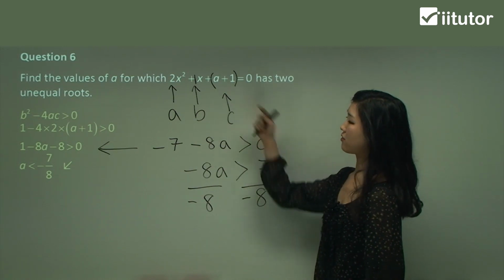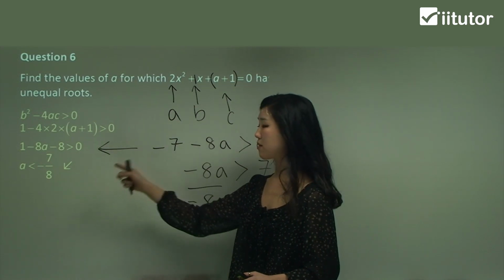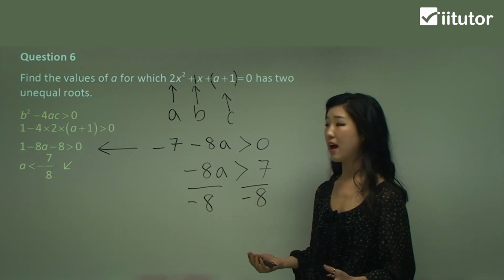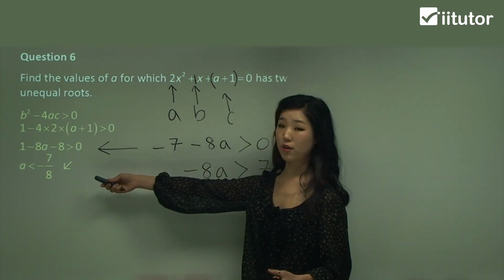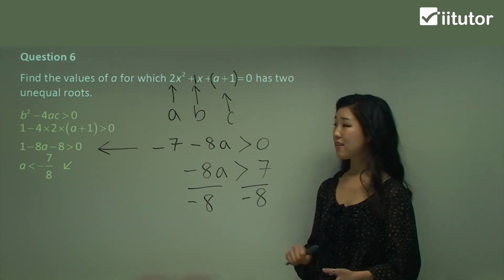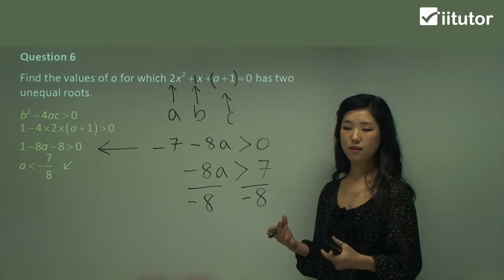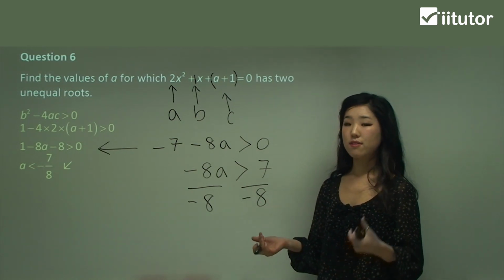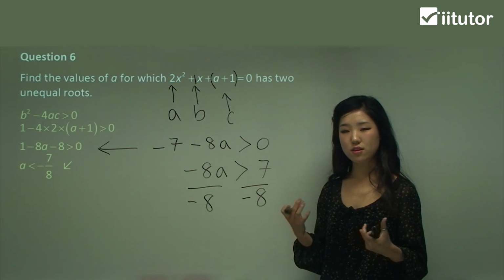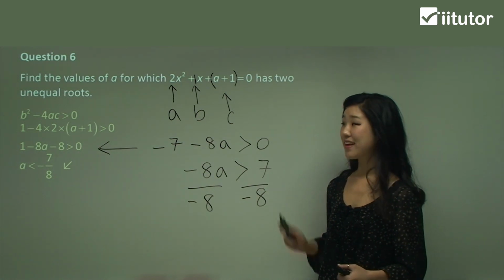So for this quadratic function to have two unequal roots, the values of a must be less than negative 7 over 8. If it's greater than that, it won't have two unequal roots. So it must follow this restriction here. And that's the answer to question 6. Make sure you remember whether the roots of a particular function are going to be real or imaginary, equal or unequal, rational or irrational. You have to know the difference between each of those very well in order to approach these kinds of questions. So that was question 6.